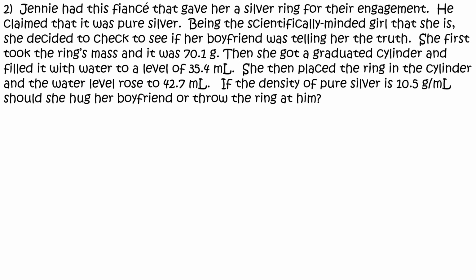Okay, here's another one. Jenny had this fiance that gave her a silver ring for their engagement. He claimed that it was pure silver. Being the scientifically minded girl that she is, she decided to check to see if her boyfriend was telling her the truth. She first took the ring's mass, and it was 70.1 grams. Then she got a graduated cylinder and filled it with water to a level of 35.4 milliliters. She then placed the ring in the cylinder and the water level rose to 42.7 milliliters.